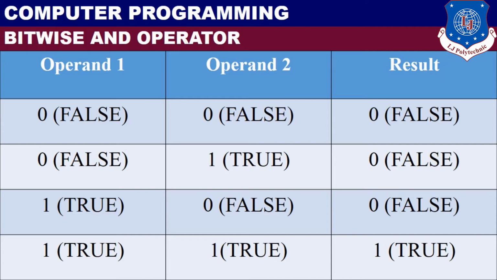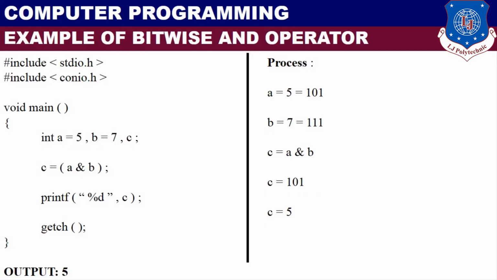Now let's understand with a C program. #include stdio.h, void main. Here I took three variables a, b, c. Integer a equals 5, b equals 7, and c. c equals a and b. Here the AND operation is between a and b, and after the operation is complete, the result will be stored in c. So we are printing printf %d, the variable name is c. So the output will be 5.